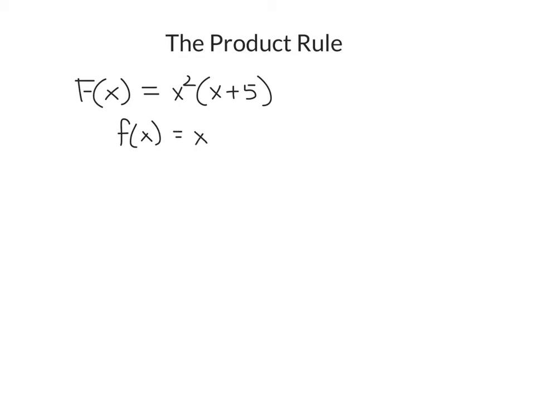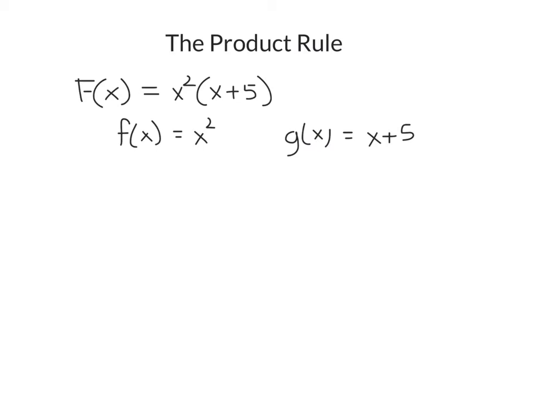We are going to learn about a new differentiation technique called the product rule. Now, a function can be written as a product of two other functions. For example, suppose we have the function F of x equal to x squared times the quantity x plus 5. We can view this function as a product of two other functions, where our two other functions are lowercase f of x equal to x squared and g of x equal to x plus 5.